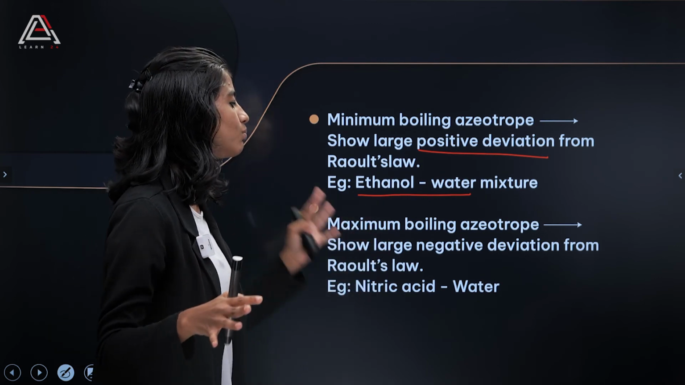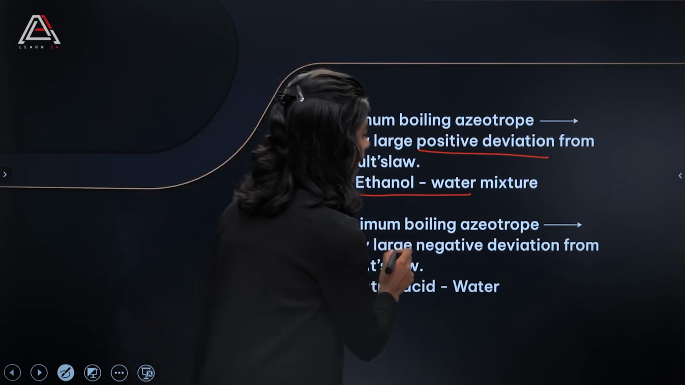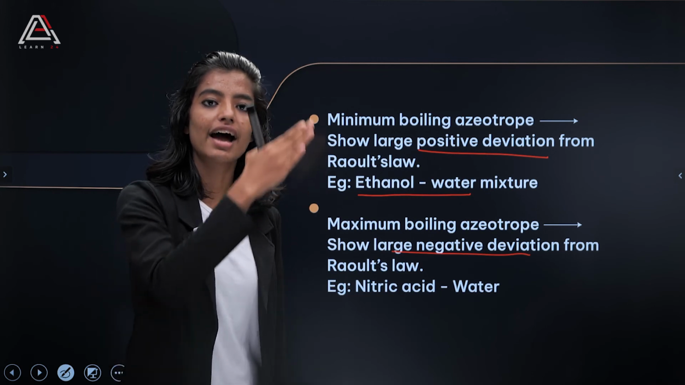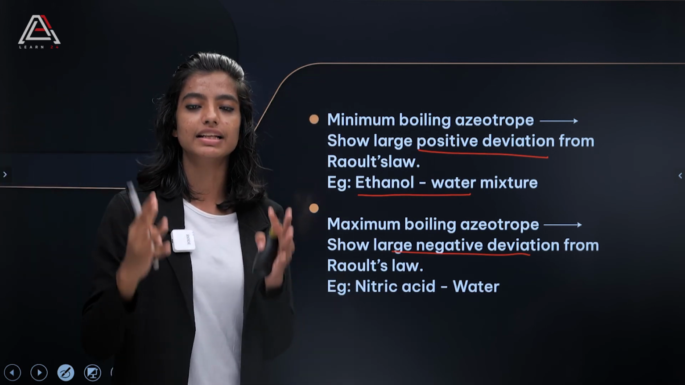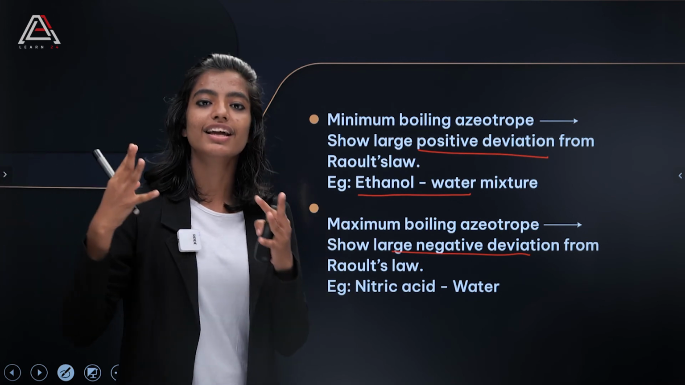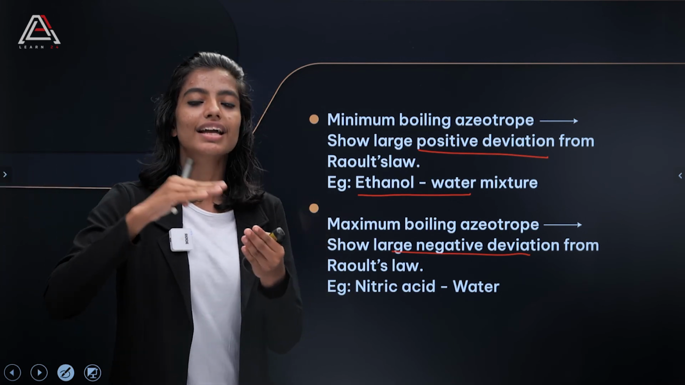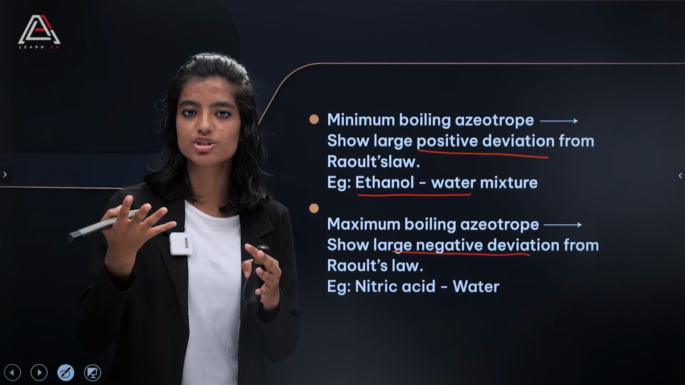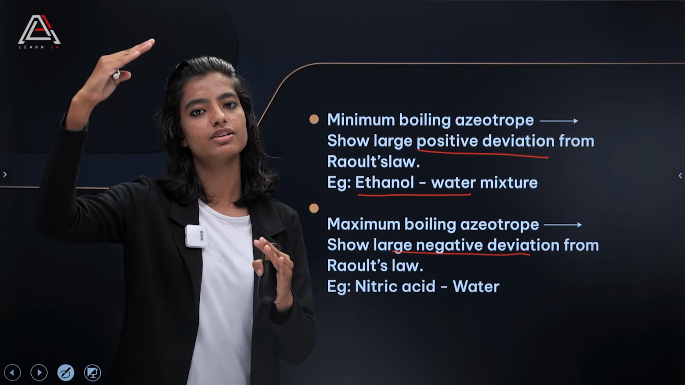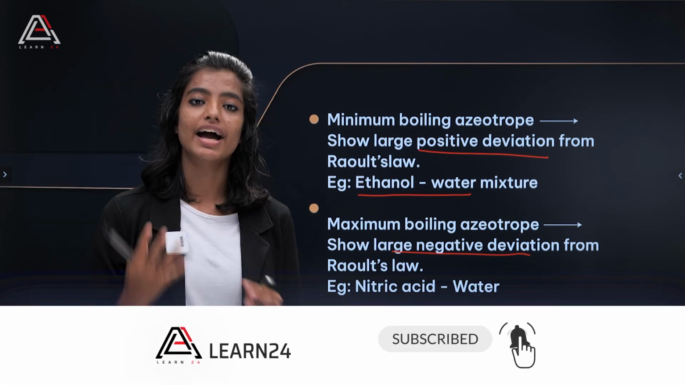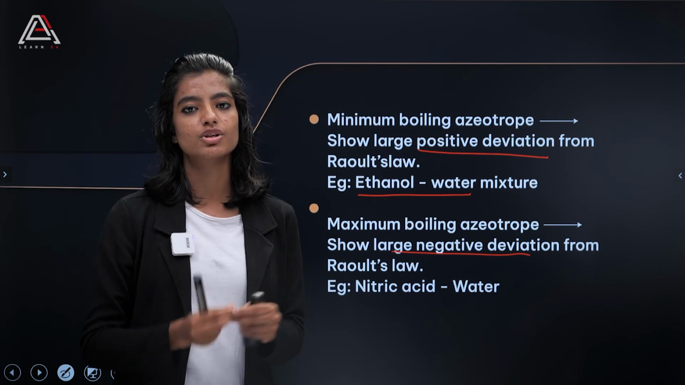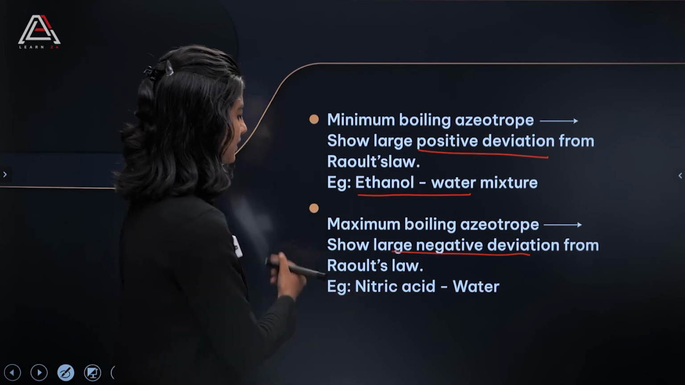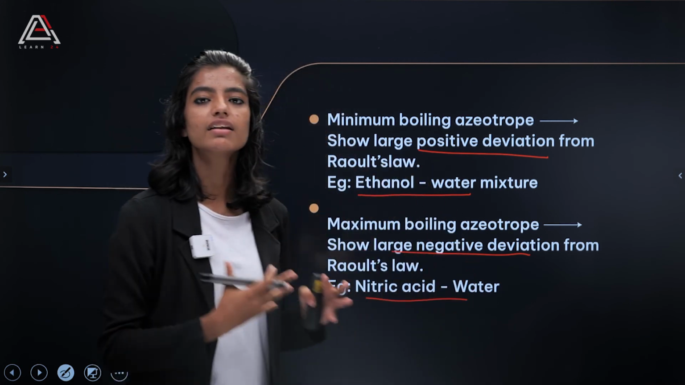Now, a maximum boiling azeotrope shows a large negative deviation from Raoult's law. What is negative deviation? It has a lower vapor pressure than the predicted value. In order to make this vapor pressure equal to the atmospheric pressure, I require a large amount of temperature. I require a large amount of temperature to boil this solution. Maximum boiling azeotrope. Example, nitric acid and water.